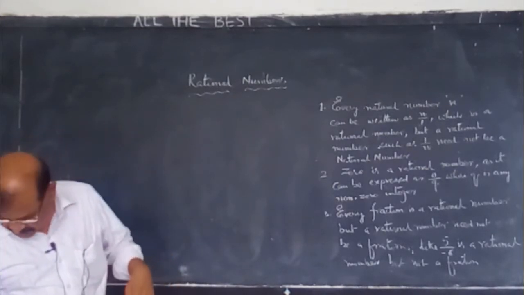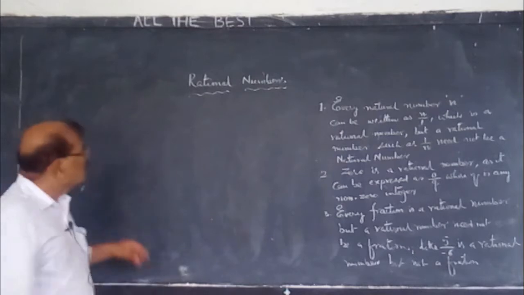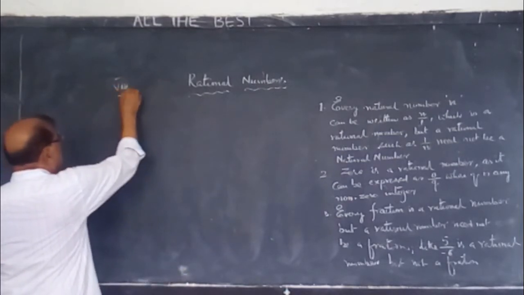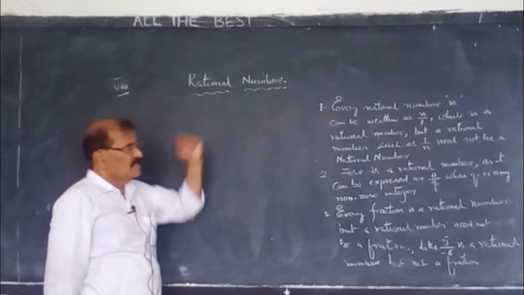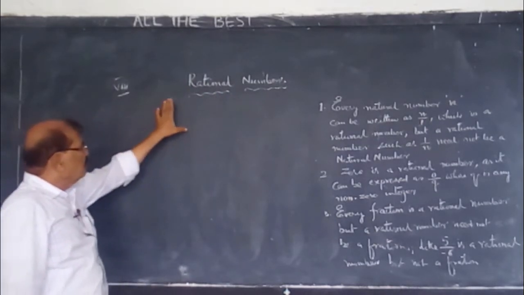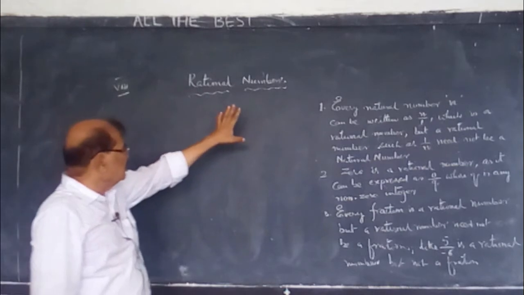Now we are starting. This is 8th class. The first chapter is rational numbers. Which type of numbers are called rational numbers?